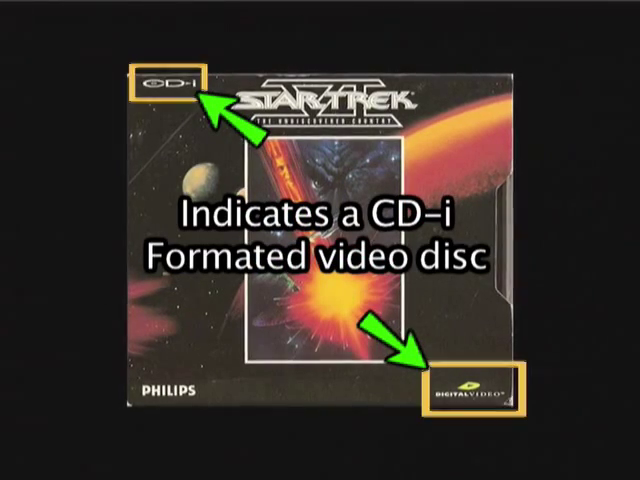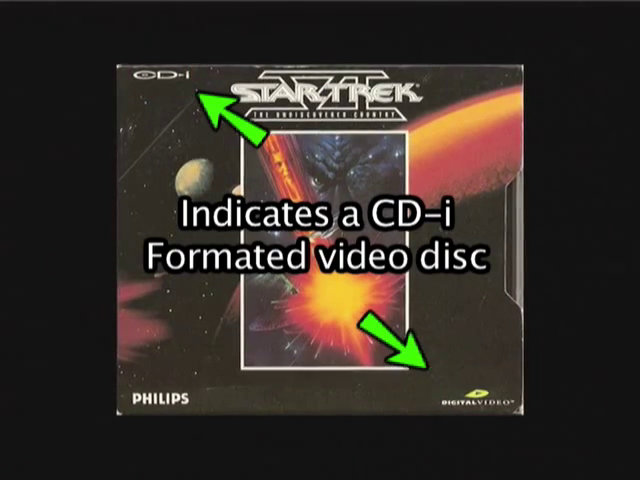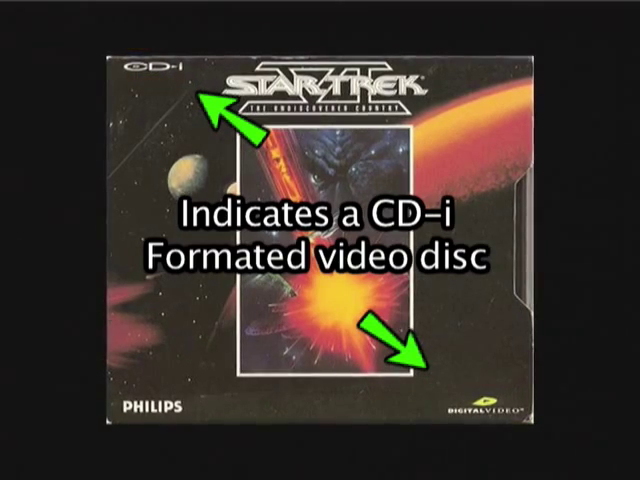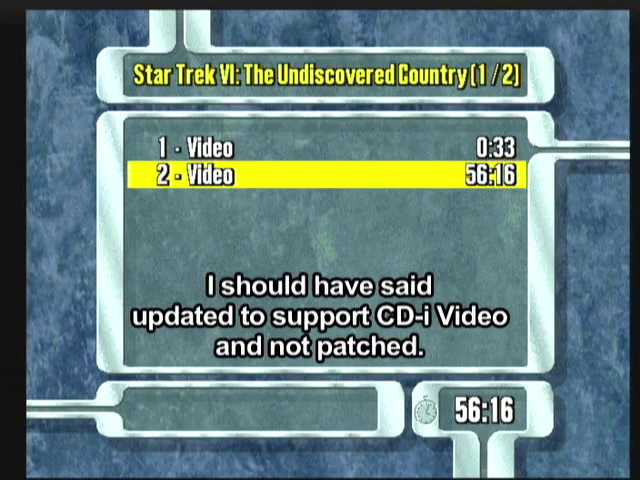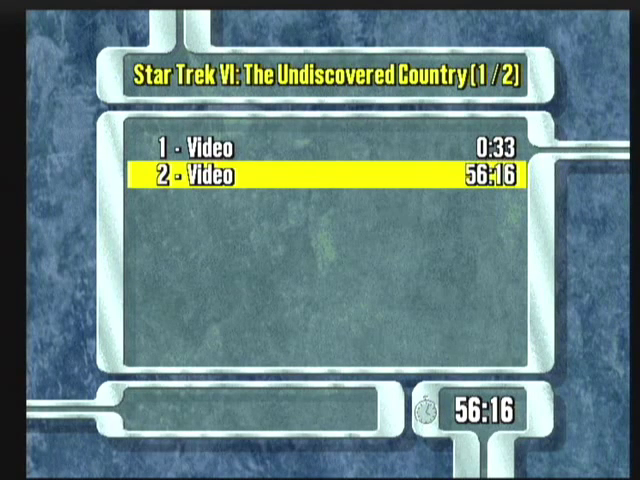CDI video CD. This is one of the ones that's only playable on the Philips CDI, but at the last minute Commodore had added a patch to allow it to play the CDI digital video movies. So here's the interface. It came up as Star Trek 6 Undiscovered Country, disc 1 of 2. It has two tracks on it. If there was only one track, it would just automatically play the movie. So since there's more than one track, it'll come up to this menu.